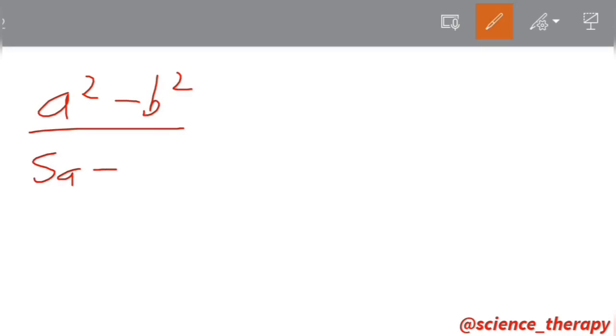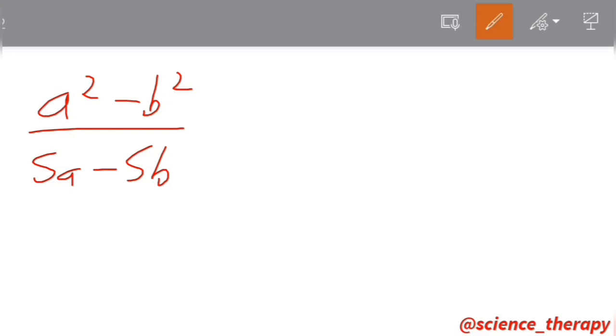So let's look at our first example. We have a squared minus b squared over 5a minus 5b. And we can see that this is factorizing in fractions. So now when dealing with this question, the easy method is to deal with them separately. So you want to look at your numerator separately, deal with it, have the solutions to it, and then look at your denominator also separately, deal with it, and have solutions to it.